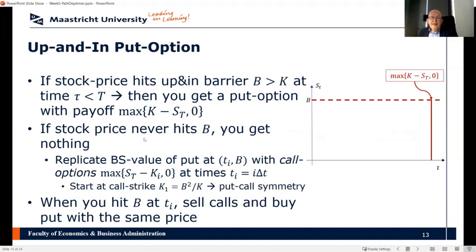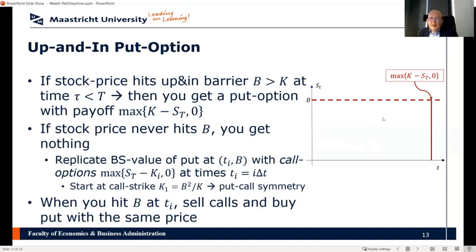And the way to replicate this is maybe a little bit surprising. I choose a set of time points Ti, and then at each time point Ti at the barrier level B, I know that if I would hit the barrier for the first time at that time point Ti, then I'm going to get a put option. And I can compute the value of that put option at the time when I'm getting it with the Black-Scholes formula. So I know what the market price is of the put option when I hit the barrier for the first time at time Ti.